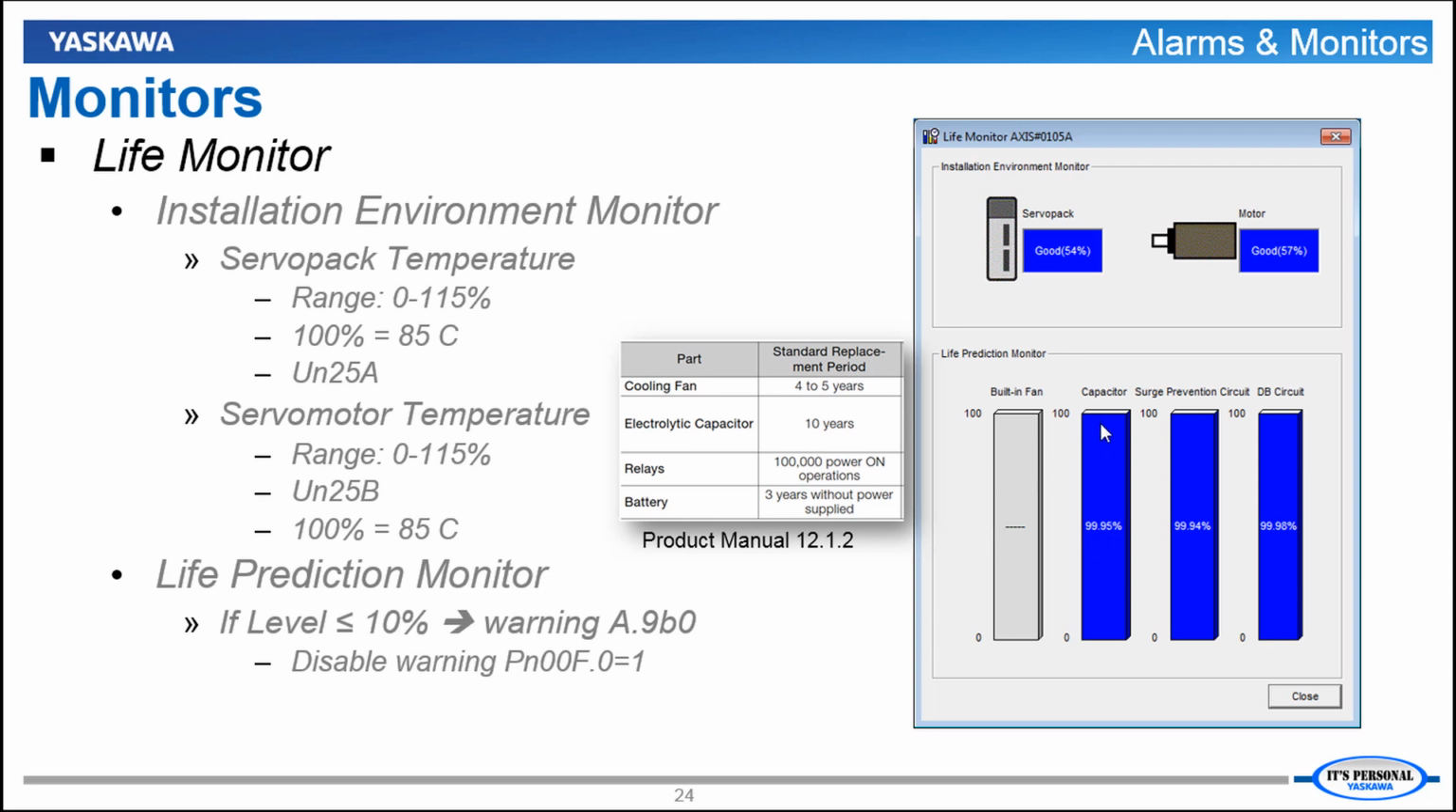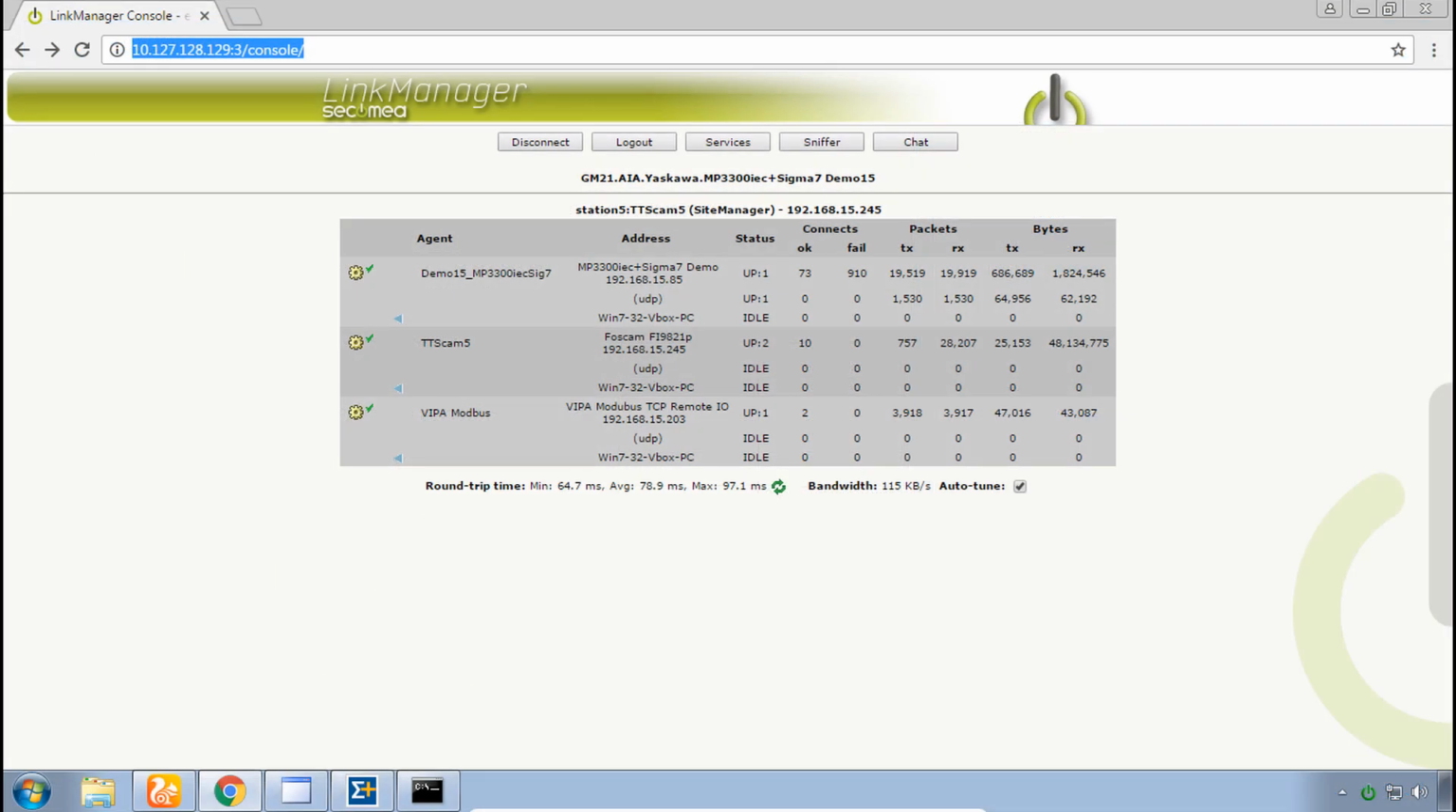And as time goes on, of course, these levels will come down. And when the level gets down to less than or equal to 10%, then you'll have a warning. Remember, warning means the servo stays on. There will be warning A9B0. This is the amplifier basically warning you that it's time to send in the device for service, and hopefully you can reduce downtime with a little preventive maintenance. Of course, there are parameters and options for everything. You can disable this warning feature.